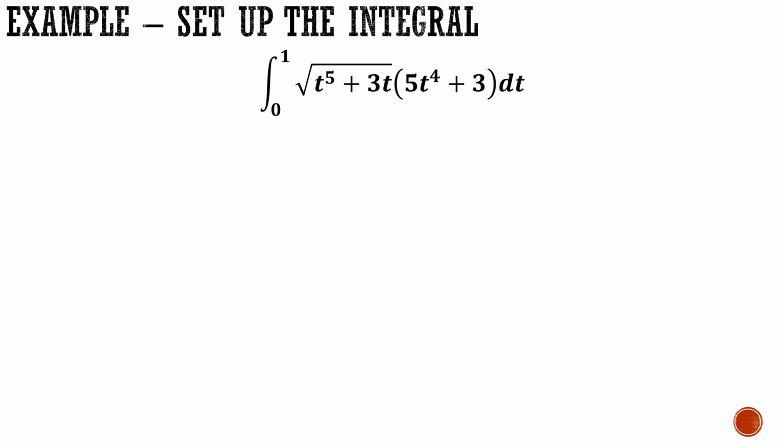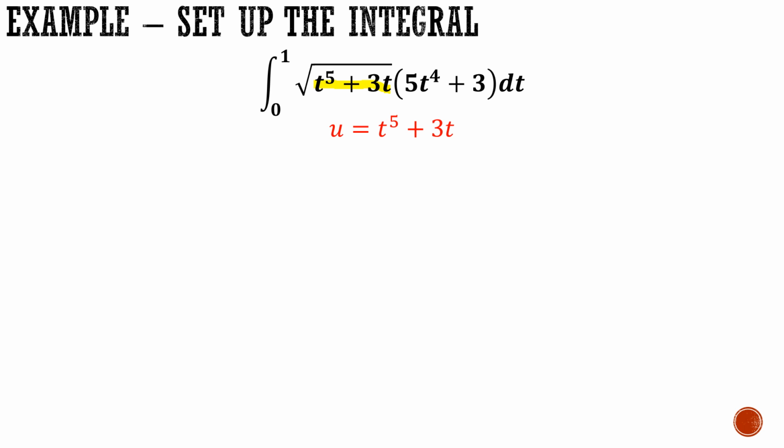All right, so in this next example, they just want us to set up the integral. They're not asking us to solve it or anything like that. We just need to set it up. So the first thing I need to do is find my u. Again, I'm looking for that inside function, which appears to be t to the 5th plus 3t.